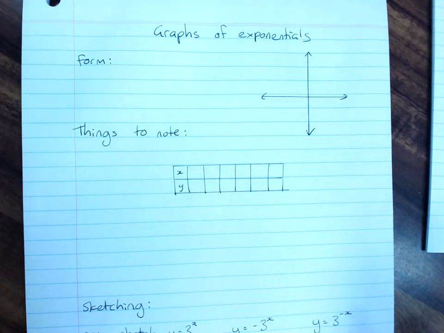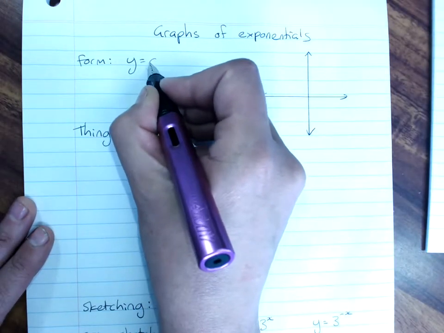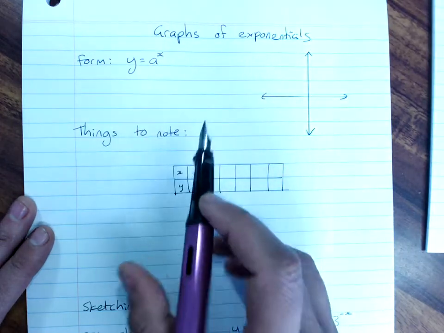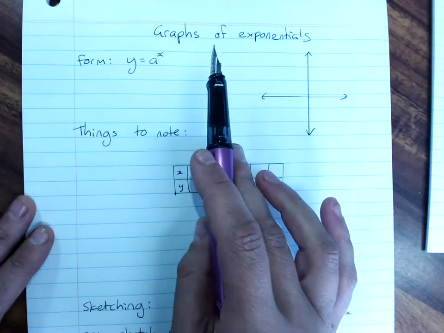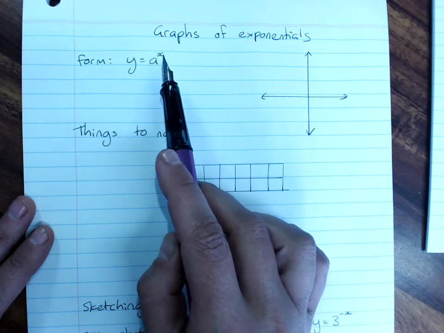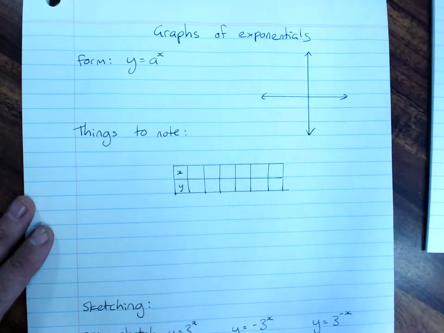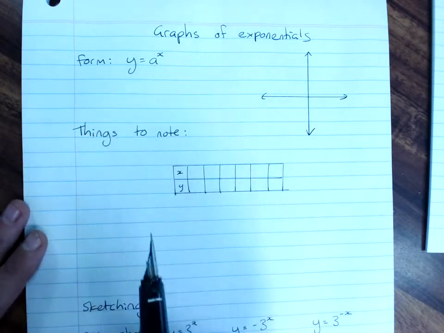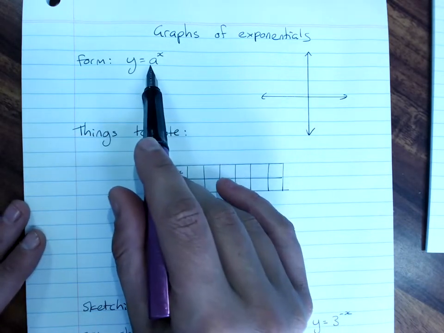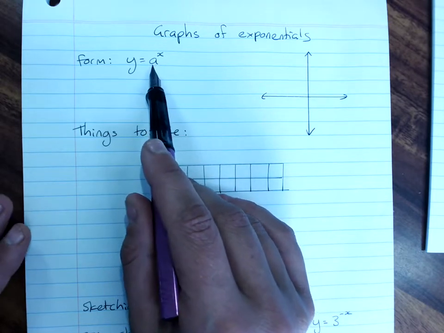Graphs of exponentials. Exponential graphs have the basic form y equals a to the power x. So you can see immediately why they're called exponentials. We have x as our exponent of a, where a is a number that is not 0. In fact, it's given as a is greater than 0, and it does not equal 1, because 1 to the power anything is 1, and it's going to be a very boring graph.